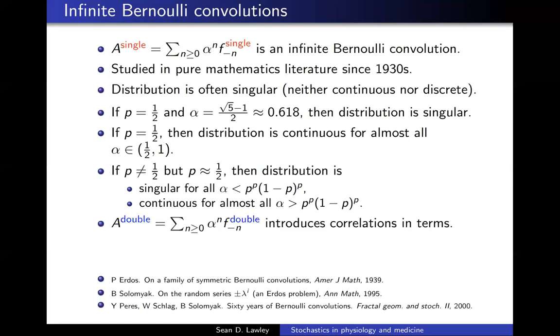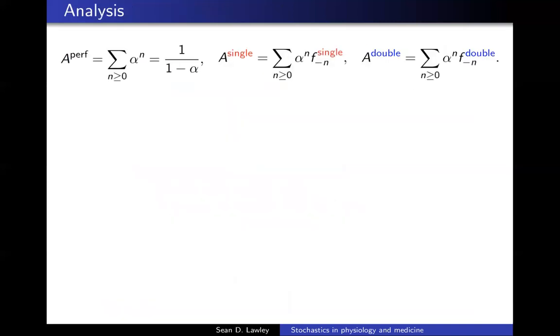And the double dose protocol is actually a bit more complicated, because now in the double dose protocol, there are correlations between the terms in this random series. So the analysis is in fact quite a bit more complicated. Okay, so that's just telling you about why this is interesting mathematically and some of the history of the problem. Let me jump back to the pharmacological application and see what we can say about this model.